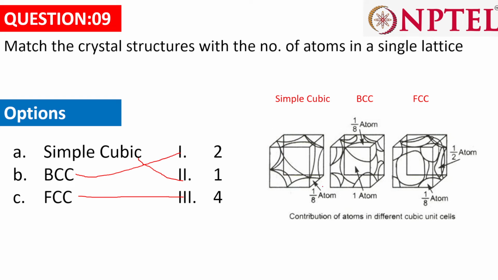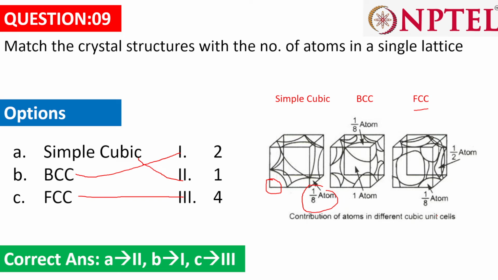So we have 1/8 atom at each of the corners. How many corners are there? 8 corners. So it will be 1. But for BCC we have one more atom in between, so it will be 2. And in case of FCC we have half atoms on 6 faces, so a total of 3, plus 1 from the corners, so again it will be 4. Yeah, great. So the answer is simple cubic 1, BCC 2 and FCC 4.